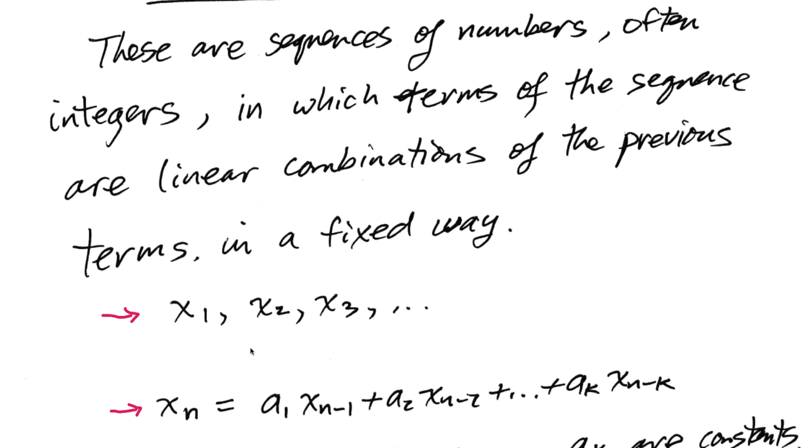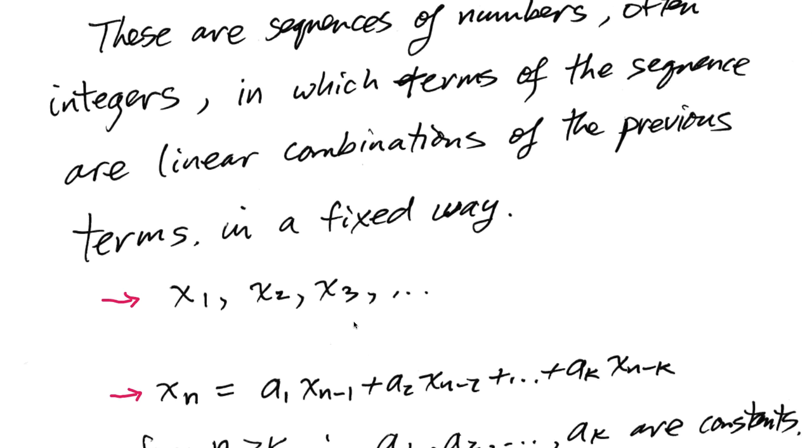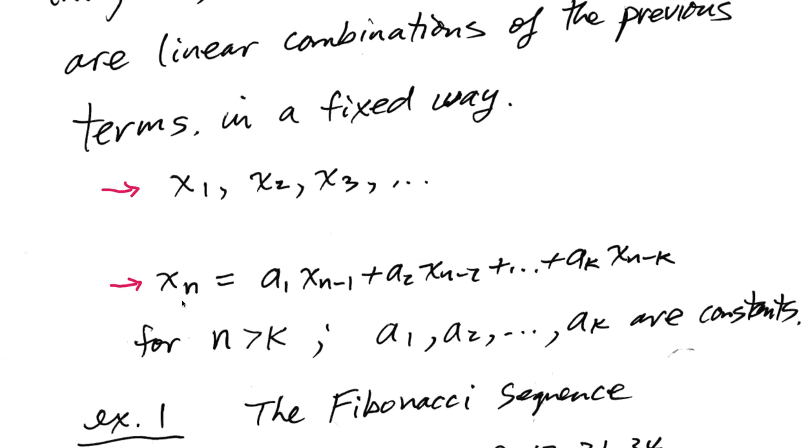So if our sequence looks like this, x sub 1, x sub 2, x sub 3, a sequence, x sub n is a sub 1 x sub n minus 1, plus a sub 2 x sub n minus 2, plus so on and so forth, down to a sub k x sub n minus k, and this is going to hold for n greater than k. So from the k plus first term onwards, this recurrence will hold. a sub 1, a sub 2 through a sub k are constants.